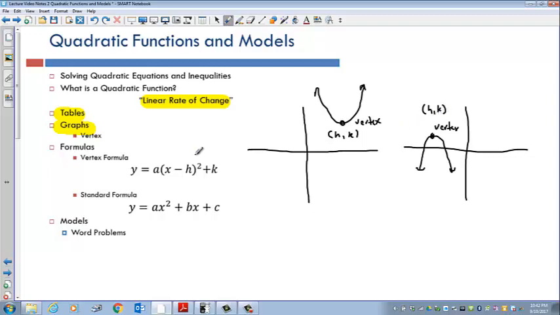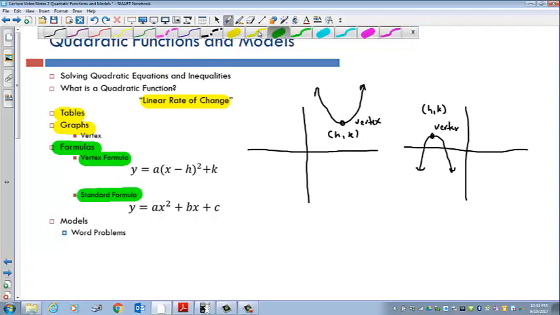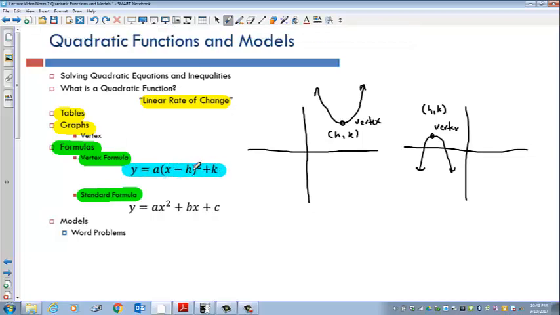And there are also actually two formulas for quadratic functions, two types of formulas. You can use what's called the vertex form, or we can use the standard formula. We're going to focus mostly on the vertex form because it's kind of nice. Here's the formula, y equals a times (x minus h) squared plus k. I don't typically have you memorize this formula, but you should know h comma k is the vertex.